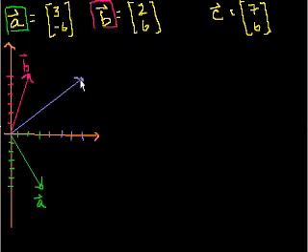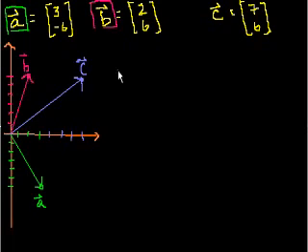I want to draw it like that. And that's vector C. So what is the original problem I said? I said I want to add some multiple of vector A to some multiple of vector B and get vector C. And I want to see what those multiples are. So let's say the multiple that I multiply times vector A is x and the multiple of vector B is y.